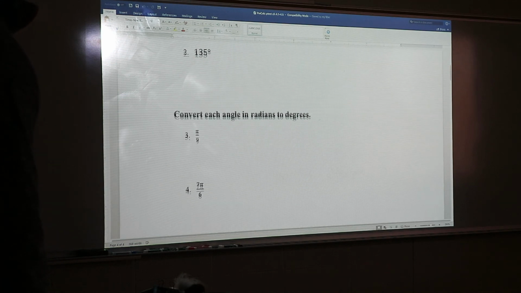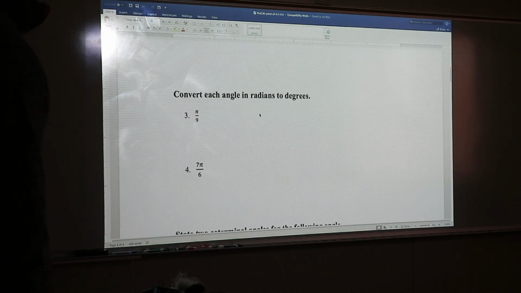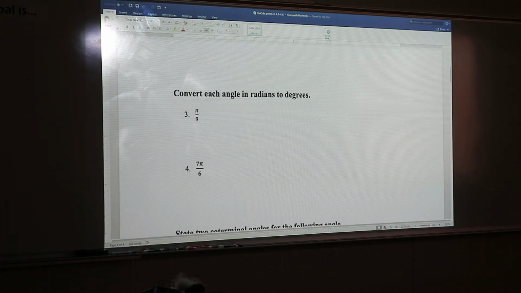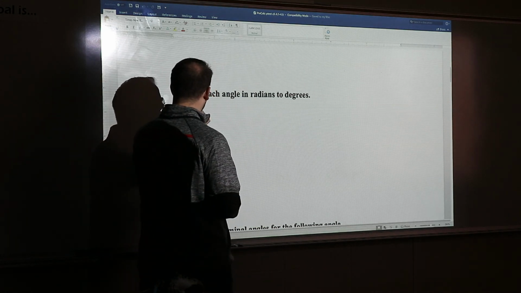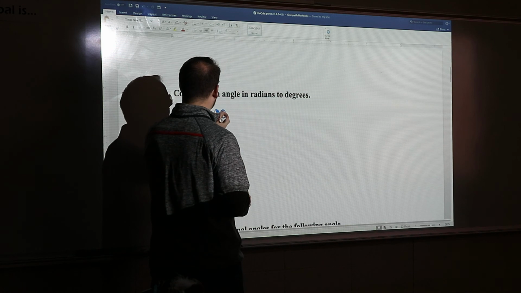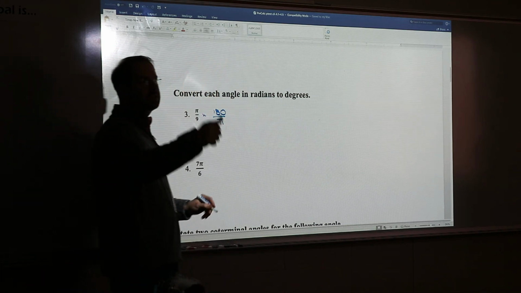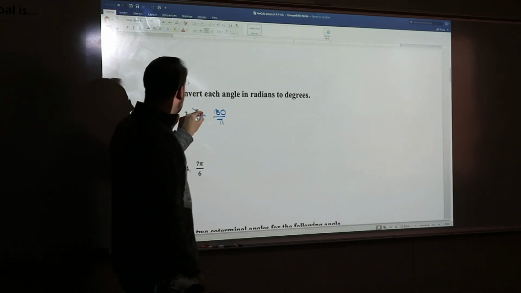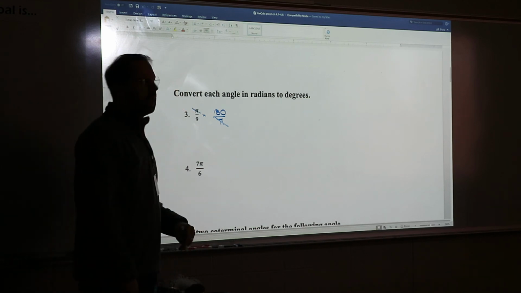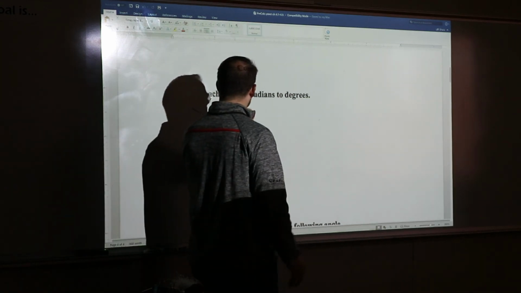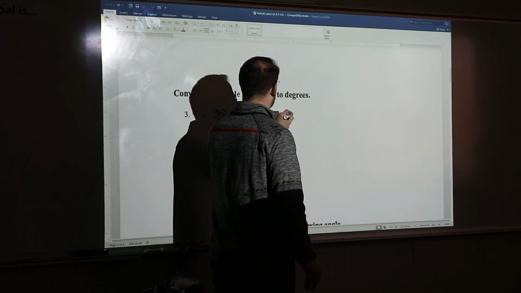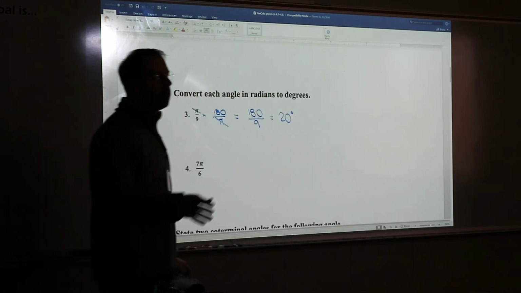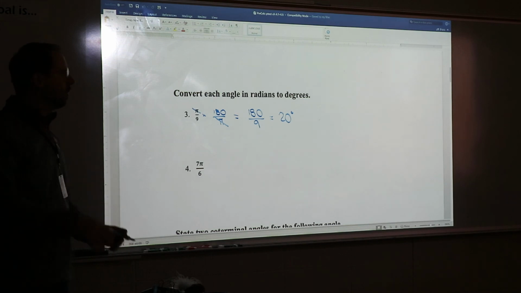Moving on. Number 3 and 4, these are convert these to radians, or convert the radians to degrees. So on this one, you need to multiply by 180 over pi. That's the conversion to convert it back to degrees. The pi's will cancel out, and then what I'm left with is 180 over 9, which I believe if you simplify is 20 degrees.